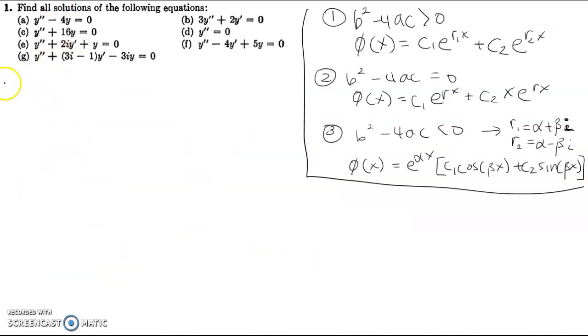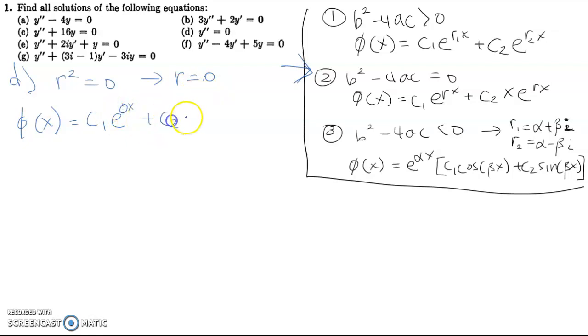Okay, let's continue and go on to part D. All right, so part D is just saying r squared equals 0. So in this case, our answer is going to be r equals 0. This falls into our second category where we only have one answer. So phi of x is going to be c1 e to the power of r, which is 0, so 0 times x, plus c2 x e to the power of 0x. So this comes out to c1 plus c2 x.